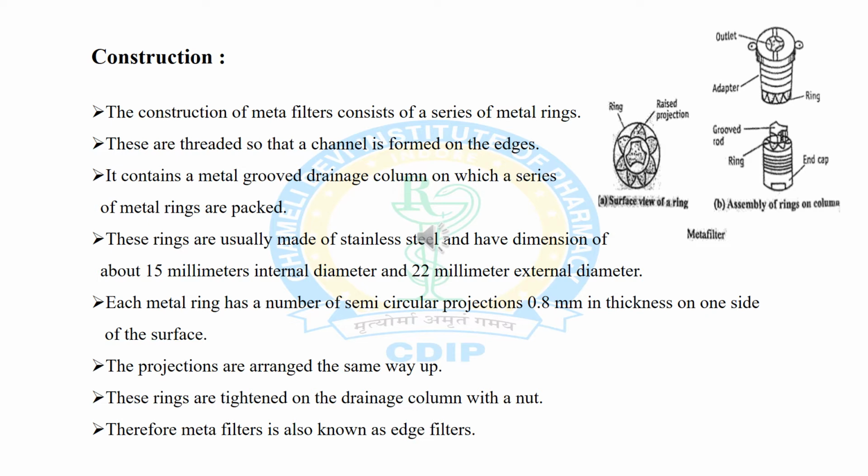These rings are usually made up of stainless steel, which have dimensions of about 15 millimeters internal diameter and 22 millimeter external diameter. These rings have a number of semicircular projections, and these projections on each metal ring are 0.8 millimeters in thickness on one side of the surface.